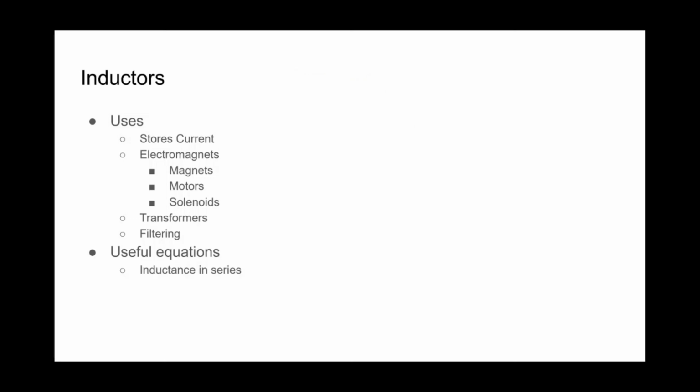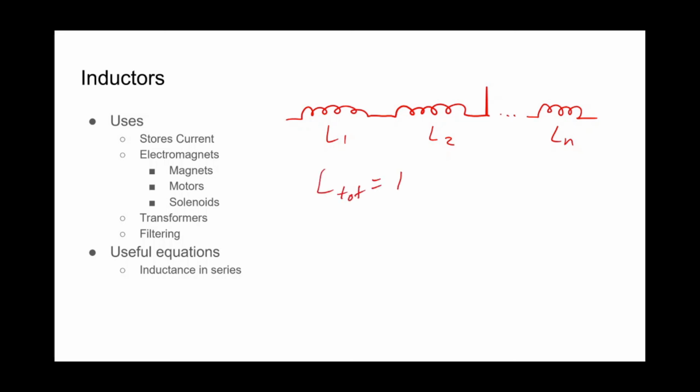So let's talk about some useful equations. So inductors in series would look like this. Oh crap, I'm just going to leave that little spiky there. Sorry guys. All right, where we have L sub 1, L sub 2, L sub n, and L total is equal to the sum of these, which is very nice. I like that. And that kind of makes sense, right? It's basically one giant coil in that case.